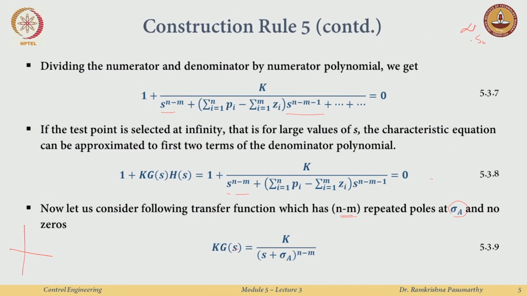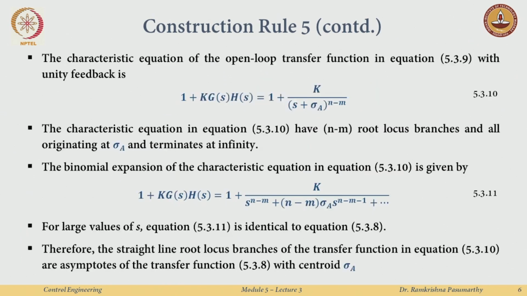Well, the k times g, you can assume h equal to 1 or just add h, it does not really matter. So, k times g would be something like this, k over s plus sigma a to the power n minus m. Okay. Now, again the characteristic equation, I just add 1 and I get this one. Okay. So, this characteristic equation, how will this root locus look like?